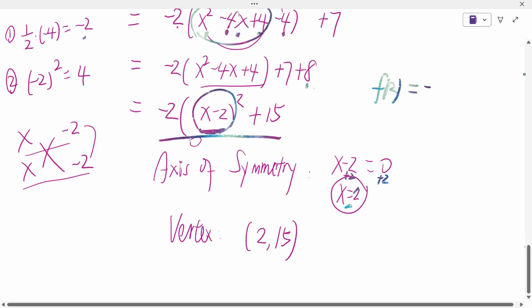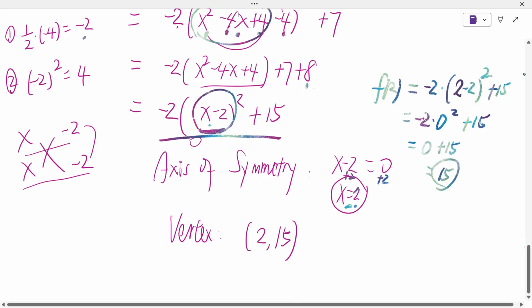So you're going to do -2 times (2 minus 2), because x becomes 2, squared, adding 15. And this 2 minus 2 squared, 2 minus 2 is 0, right? So you get -2 times 0 squared, adding 15. 0 squared is 0, right? -2 times 0 is 0. So 0 plus 15, that is 15. That's how you get the vertex.